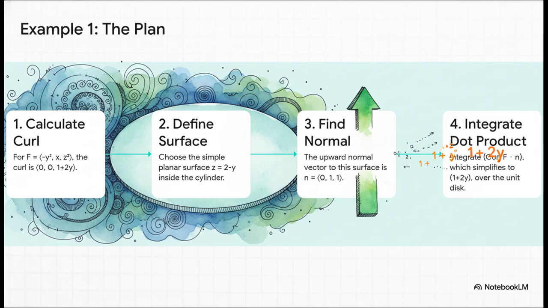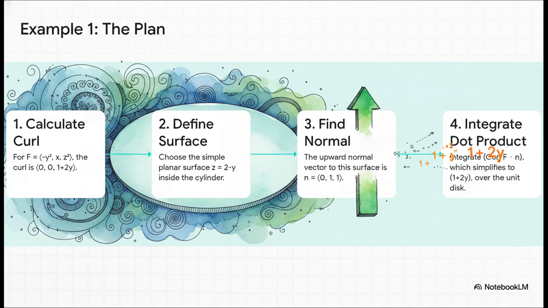Okay, here's the game plan. First, we calculate the curl of our vector field, F. Turns out it's pretty simple. Second, we pick the easiest possible surface that has our annoying curve as its boundary, which in this case is just the flat elliptical disk that sits on the plane z equals 2 minus y.